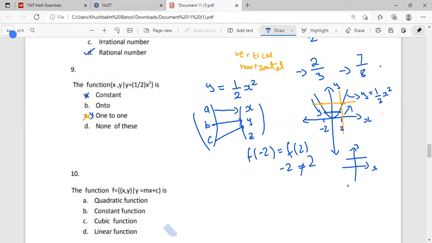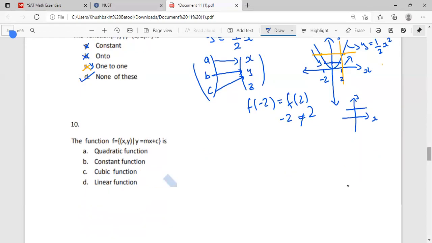The only definition you need to think of is that if two x's correspond to one y, it is not onto. This is how you need to understand. And for one-to-one, just remember the vertical line test and horizontal line test. Okay, so this is not onto as well. We are only left with option D, so D is the answer, none of these. Okay, it is basically a quadratic function.